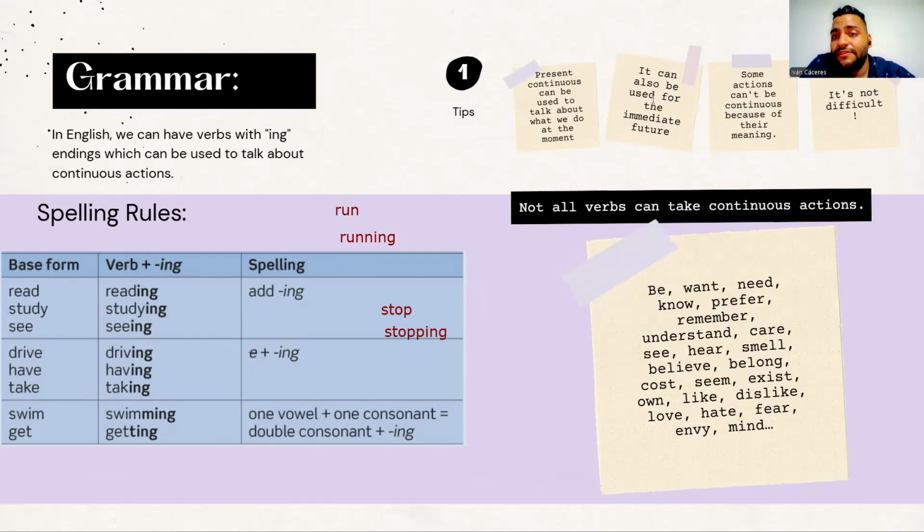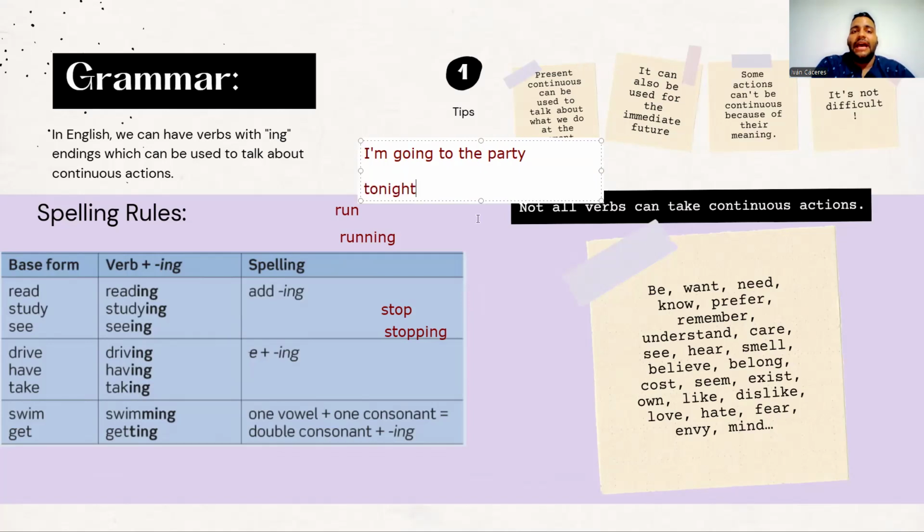It can also be used for the immediate future because we can say something like, I'm going to the party, and then we add something that indicates the future. For example, tonight. Okay? I'm going to the party tonight. That indicates that we are not talking about a present tense, but we're talking about future tense. Okay? But it is an immediate future.